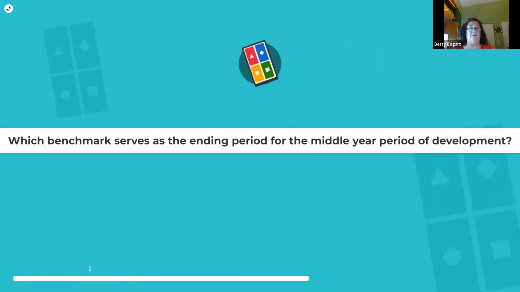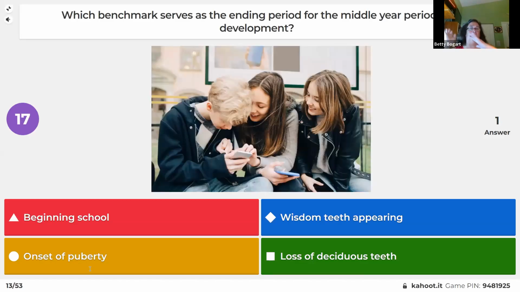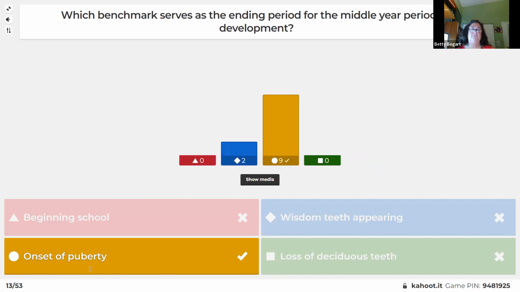Which benchmark serves as the ending period for the middle period of development? So at the end of school age, what do you see? It begins with them losing all their body teeth, gaining all their permanent teeth, and what at the end? And that's onset of puberty. So they gain all of their permanent teeth, and then it's the onset of puberty, and that's the end of school age.